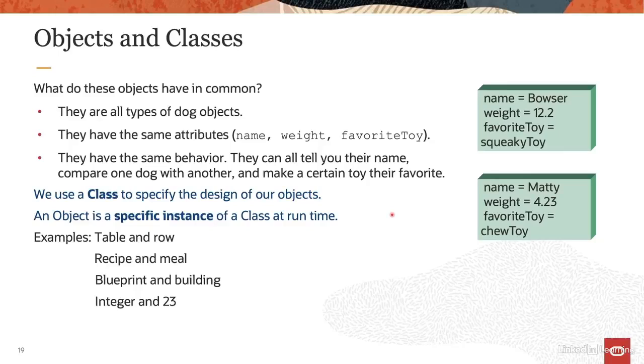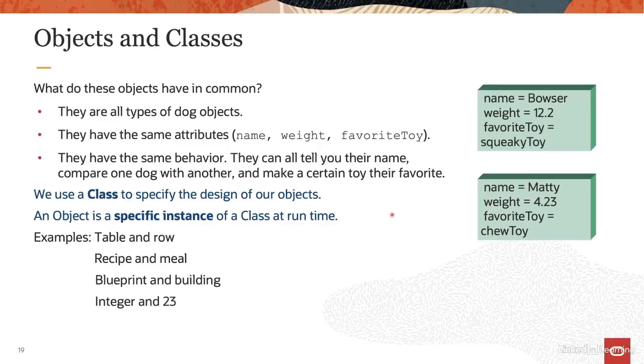So at design time, we would specify what a dog should have. We would say, based on our application, that our dog needs to have a name, a weight, and a favorite toy, because that's the way we're going to work with the dog in the application. So at design time, we use the class to specify what the object should look like, but the object is created at runtime. We create a specific instance of a class at runtime, and we call that an object.